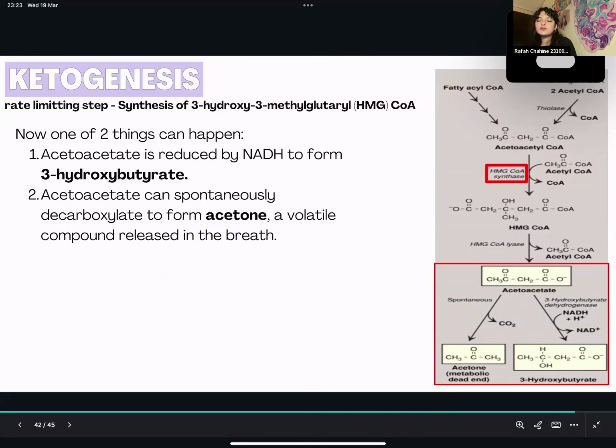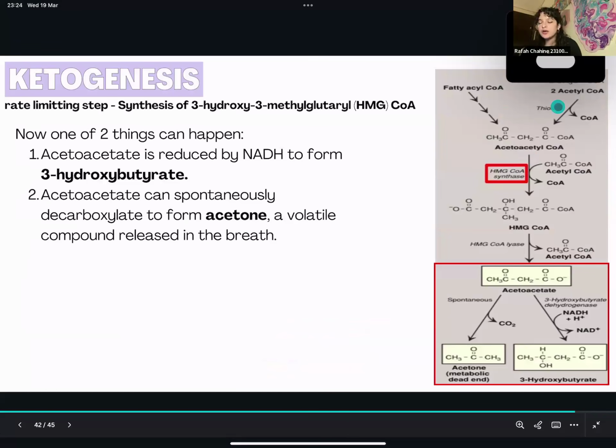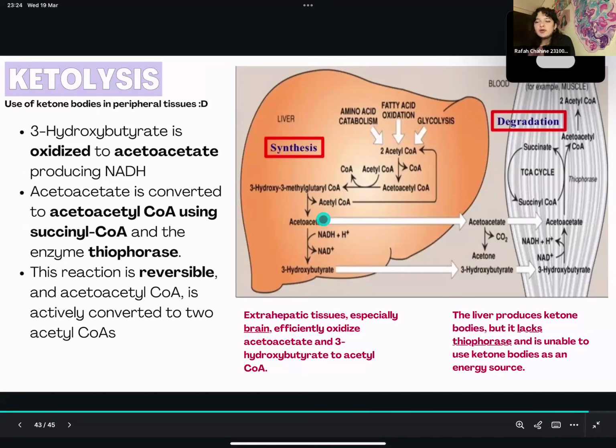Now we're going to move on to ketolysis, or the use of ketone bodies in peripheral tissues. Now, we're basically going backwards from here. We formed these ketone bodies from 2 acetyl-CoAs into 3-hydroxybutyrate or acetone. Now we just want to go back, okay? This is where synthesis of ketone bodies happens, in the liver. Now, in order for me to actually break them down, this cannot happen in the liver, and we're going to understand why in a bit.